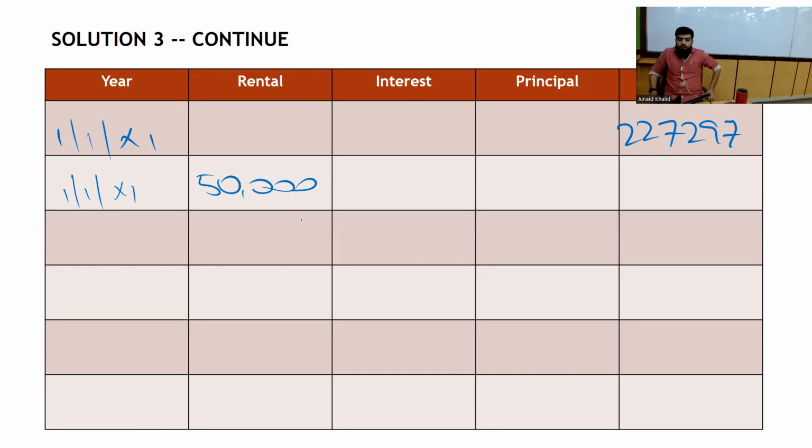Now, earlier in the arrears case, what we were doing, we said that in the first rental we had basically made two payments. Number one, the interest, and number 2, the principal. But here, on 1st January 2001 we had an agreement and a liability of 227,297, and on 1st January 2001 we are making a payment of 50,000. Now my question is, is there any interest on that liability? No, there is no interest on that liability.